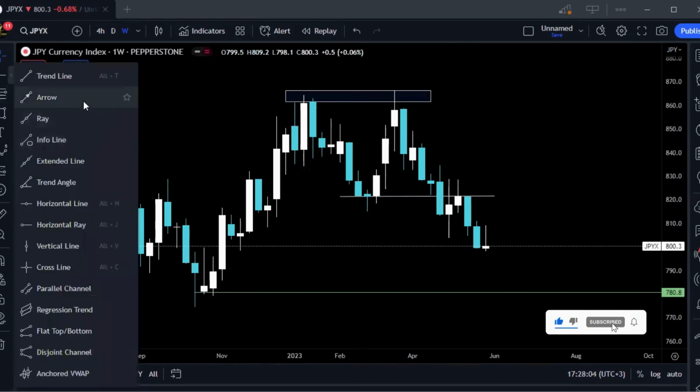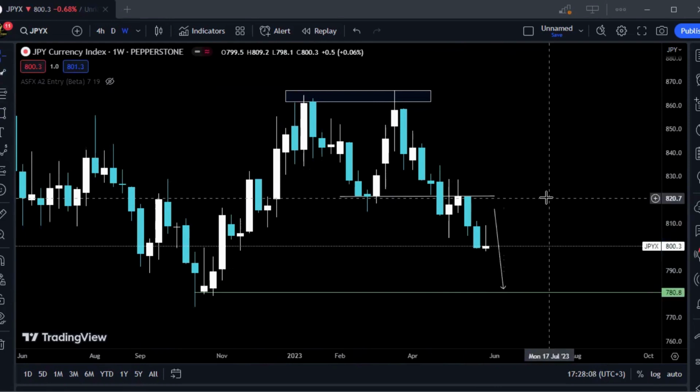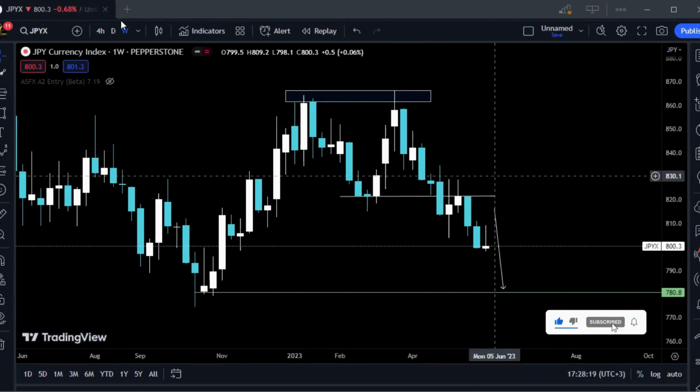For this coming month, I'll be anticipating to see prices keep on pushing lower, which is a good bias because JPYX is inversely correlated to DXY. So if DXY will be bullish, JPYX has a very high possibility of being bearish. So far we're good.